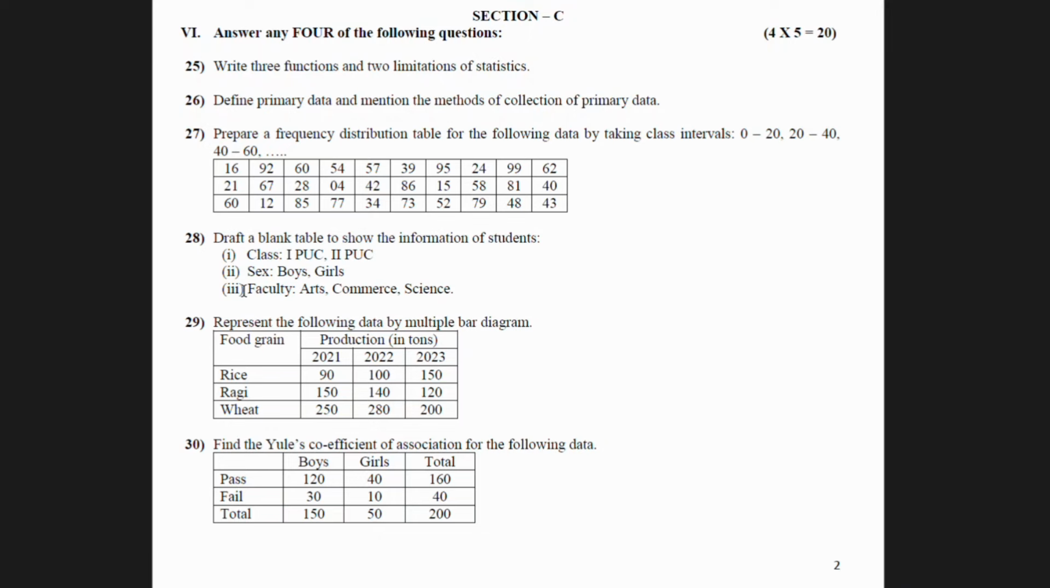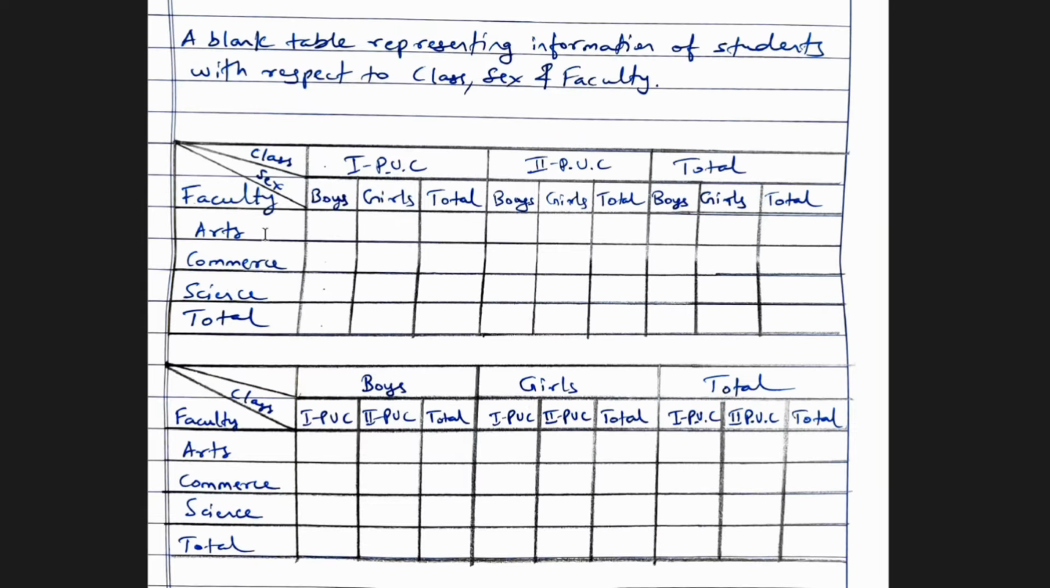So the characteristic with the maximum variants should always be written in the form of stubs. Because if you write it in the form of captions, for example arts, commerce, science and then total here, the table will be lengthy. It needs more white space. So avoid writing characteristics with multiple highest variants in the captions part. Write them in the stubs part. So take faculty here: arts, commerce, science.